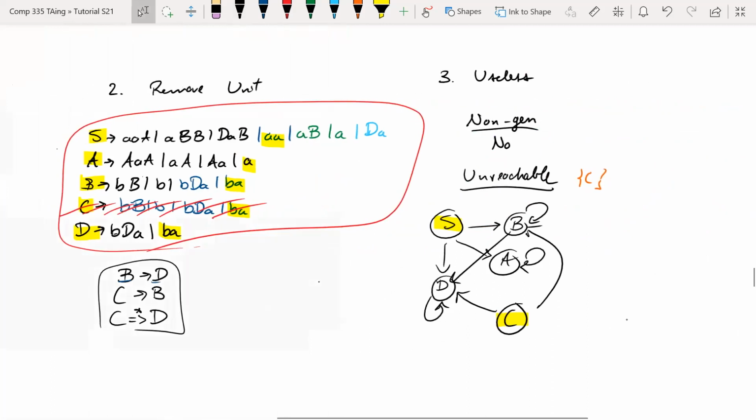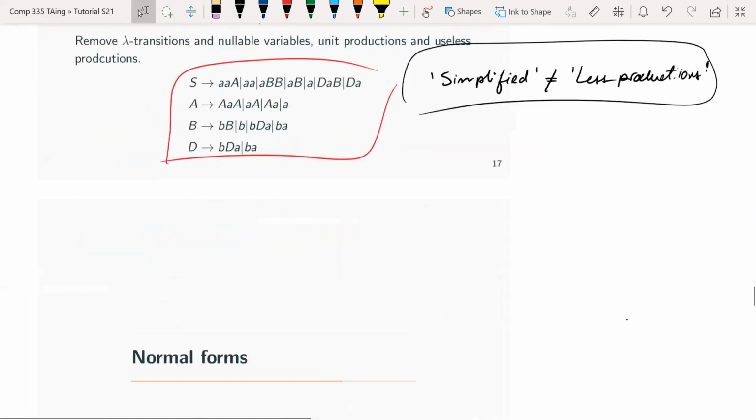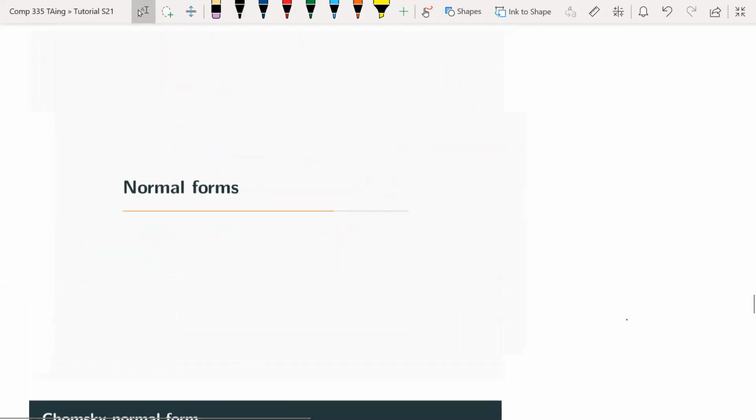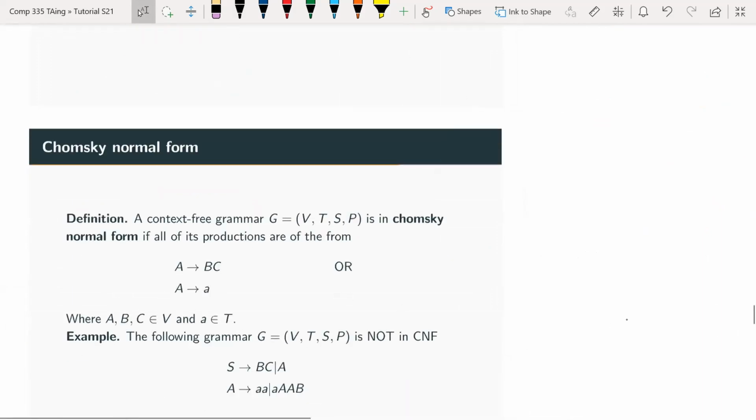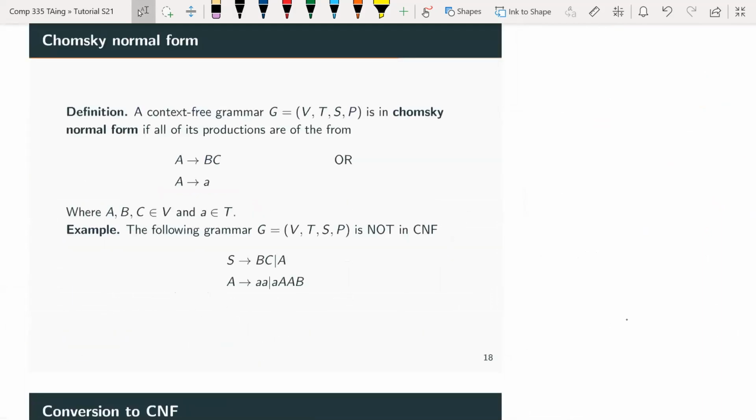All right. So if there aren't any other questions about this, geez, I can't speak today. Then I'll move on to normal forms. Okay, so normal forms, what are they? So there are two important types of normal forms.